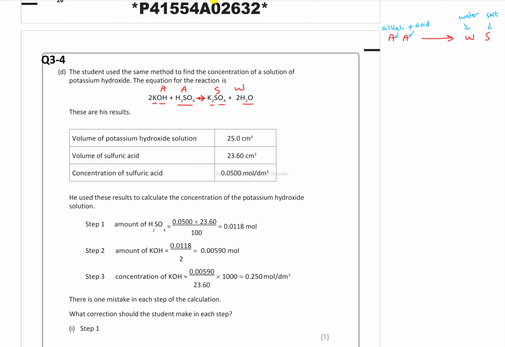Right, then you've got the other one, which is bores. And now this here is the same thing, but it's a base. What did we say the difference between a base and an alkali is? If you can dissolve it in water, if it's soluble in water, it's called an alkali. Right, I think that's about it for that.